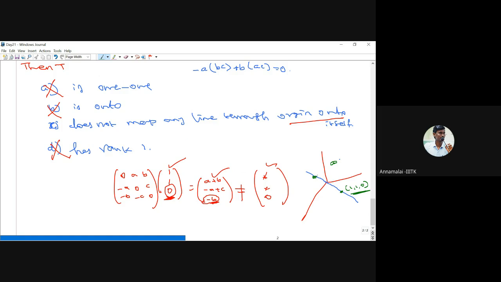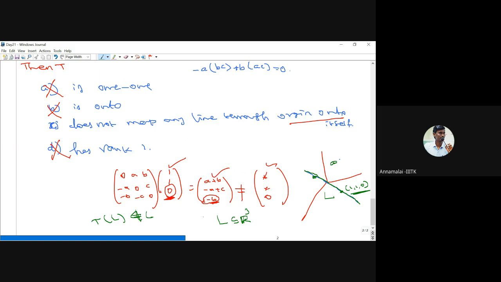So if you consider this as a subset, this line is also a subset. Maybe we call it L. So L is a subset of R3. Now T of L is not equal to L, that is, T of L is not contained in L. It's somewhere else. Therefore, it's not onto.